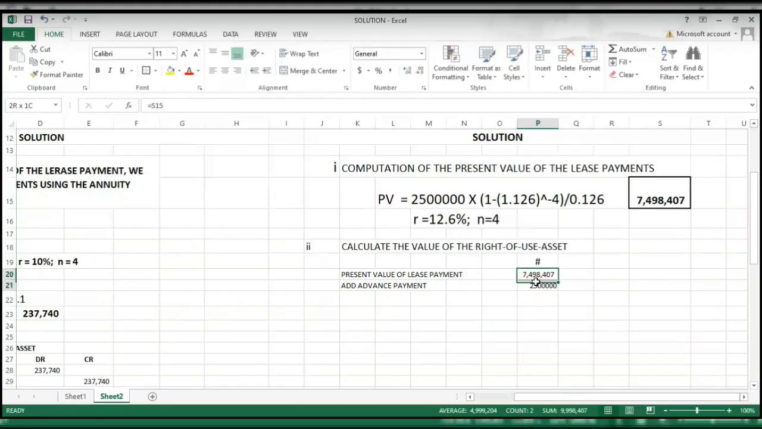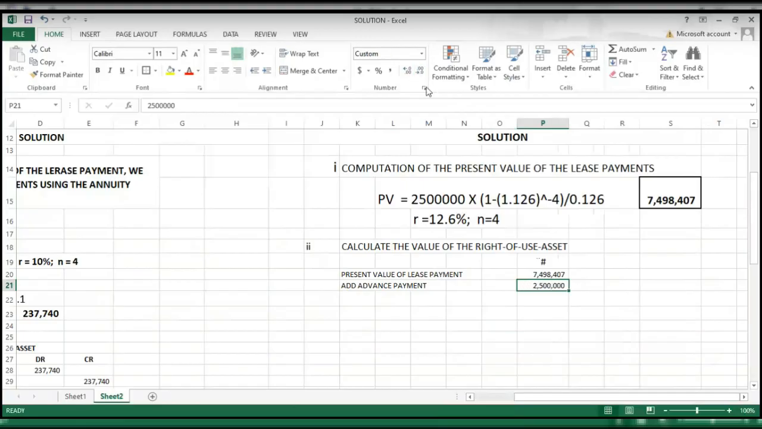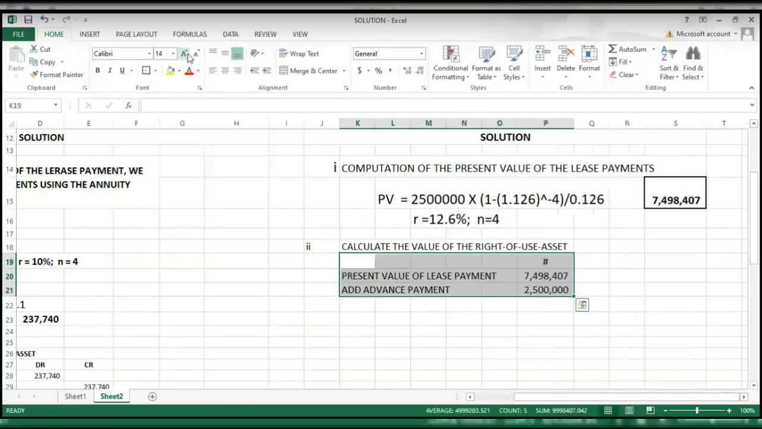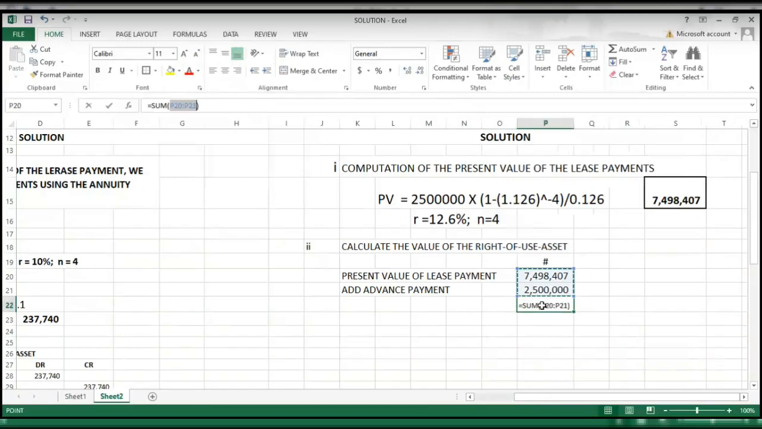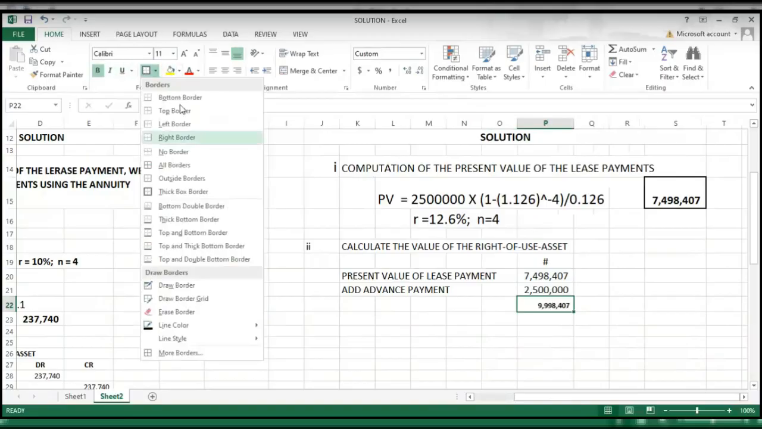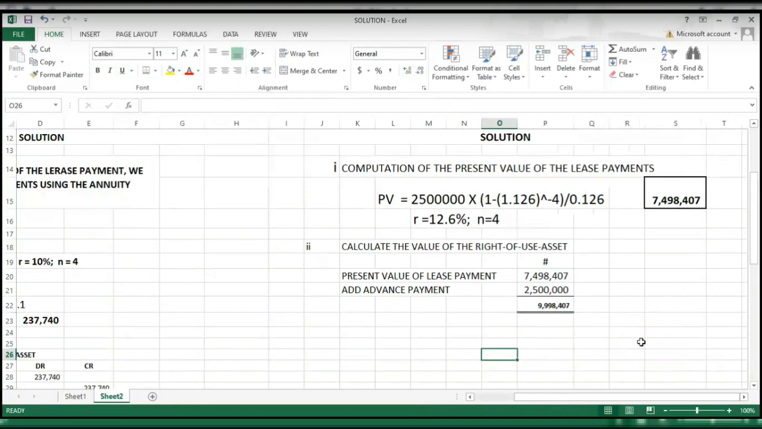So in determining the value of our right of use asset, we are going to include the advance payments. Let me bold this as well so that everything can be clearly seen on your phone, because I know many of us are using our phone. So the value of the right of use asset is the addition of these two, which is what we have here. That's the value of the right of use asset.